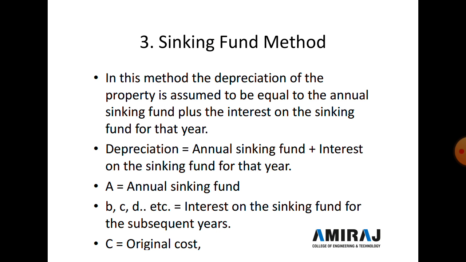Now the third method for depreciation is the sinking fund method. In this method, the depreciation of the property is assumed to be equal to the annual sinking fund plus the interest on the sinking fund for that particular year. So depreciation is the annual sinking fund plus interest on the sinking fund for that year. So A is the annual sinking fund, B, C, D, etc. are interest on the sinking fund for the subsequent years, and C is the original cost.